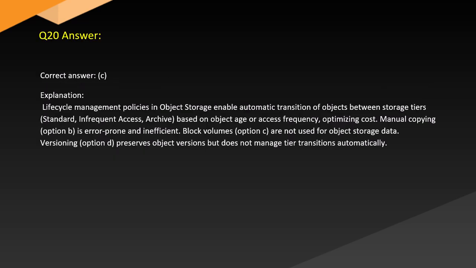Answer. Correct answer. C. Explanation. Lifecycle management policies in object storage enable automatic transition of objects between storage tiers, standard, infrequent access, archive, based on object age or access frequency, optimizing cost. Manual copying, option B, is error-prone and inefficient. Block volumes, option C, are not used for object storage data. Versioning, option D, preserves object versions but does not manage tier transitions automatically.